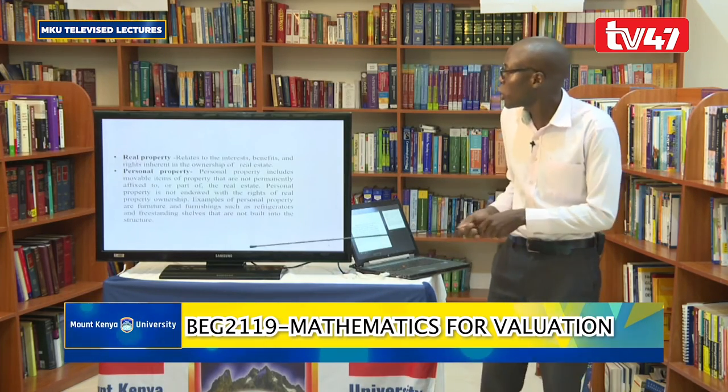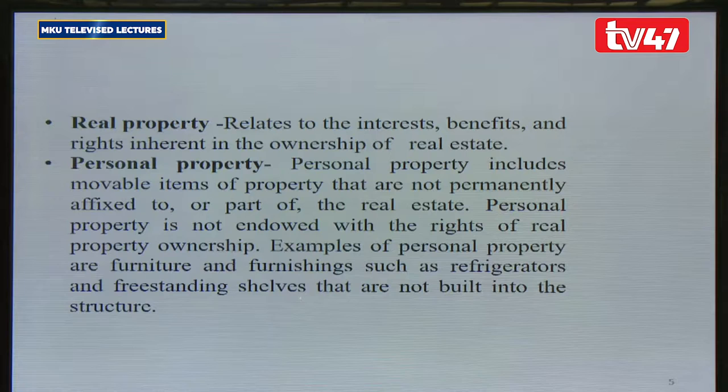Then we have a definition of other terms again, real property. Real property refers to the interest someone has in property, which can be leasehold and freehold. A leasehold, these are interests which happen for a given duration of time, such as like 99 years, or a freehold, which are passed on from family or from generation to generation.